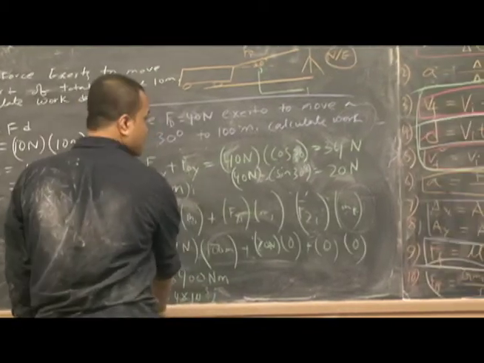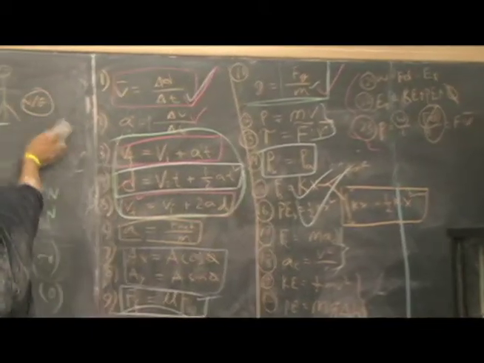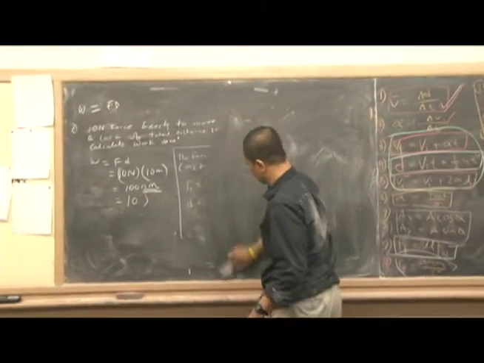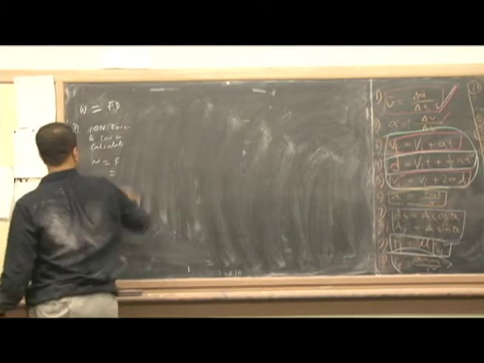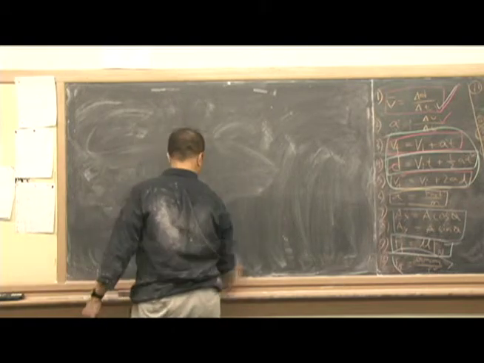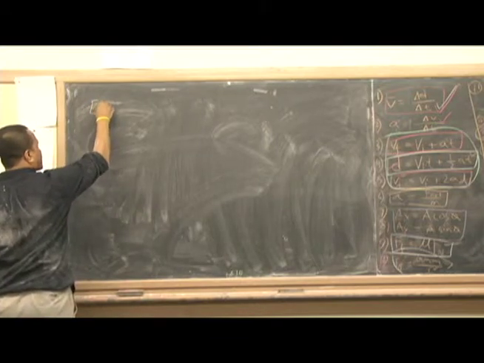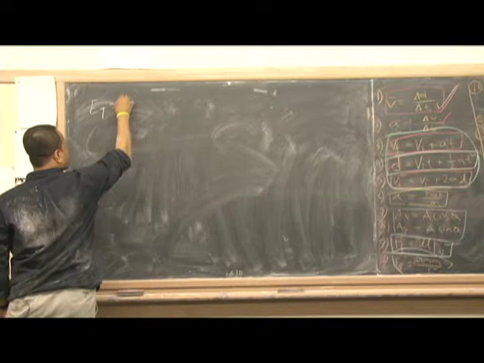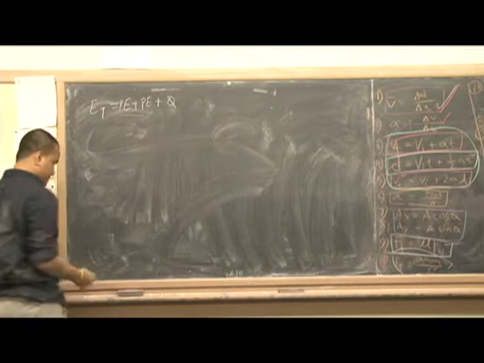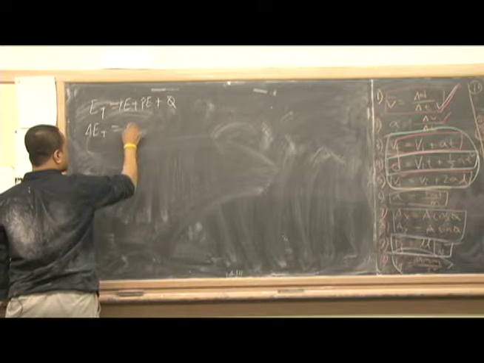So let's do the next one. Next one is total energy. Total energy is kinetic energy plus potential energy plus internal energy. So remember that the change of total energy is actually 0, right?